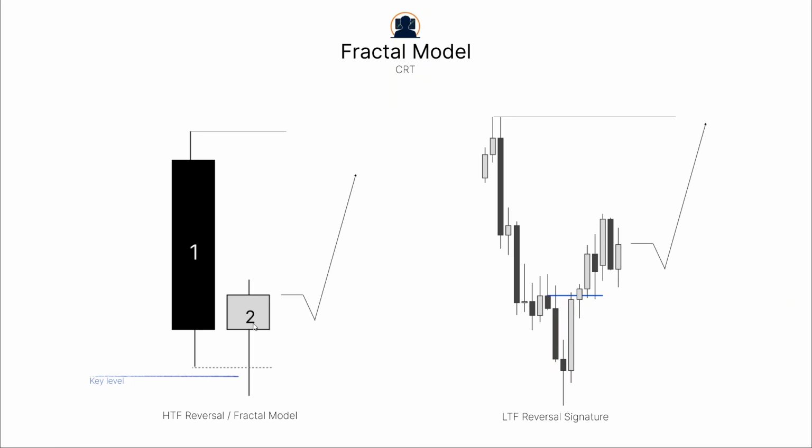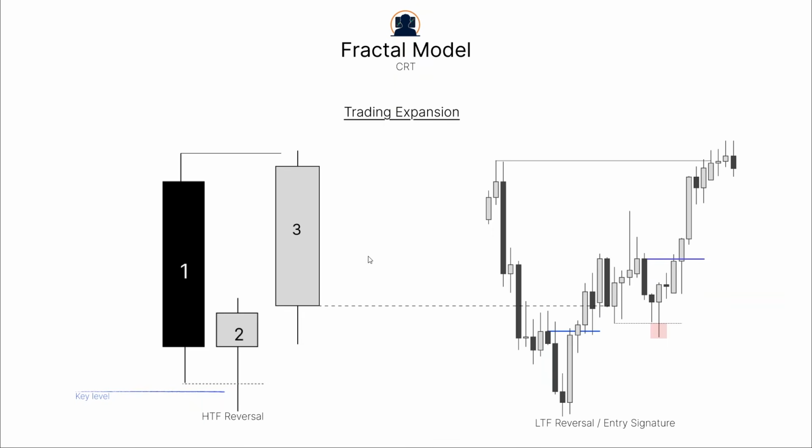confirming this higher time frame reversal signature. And you know that once you get a candle 2 close back within the range of candle 1, you're anticipating candle 3 to do what? To expand in the opposite direction. And this is how it's going to look. You have candle 1, candle 2 reversal candle, then candle 3 will be the expansion candle. So you only seek to trade this candle 3 in a fractal model.